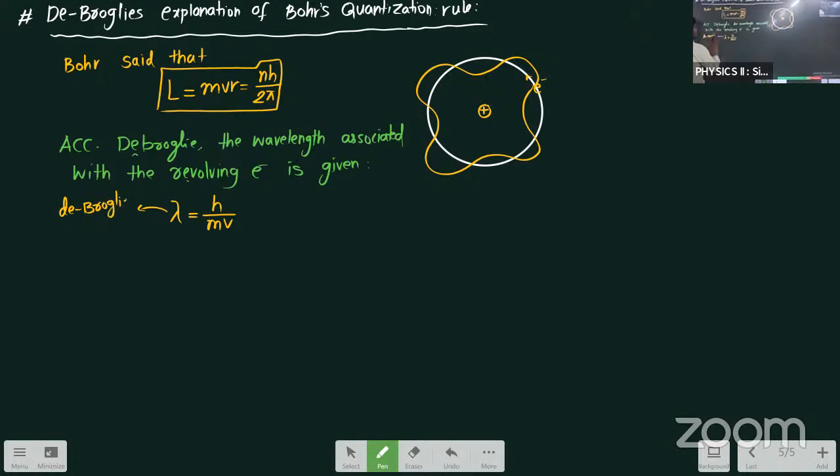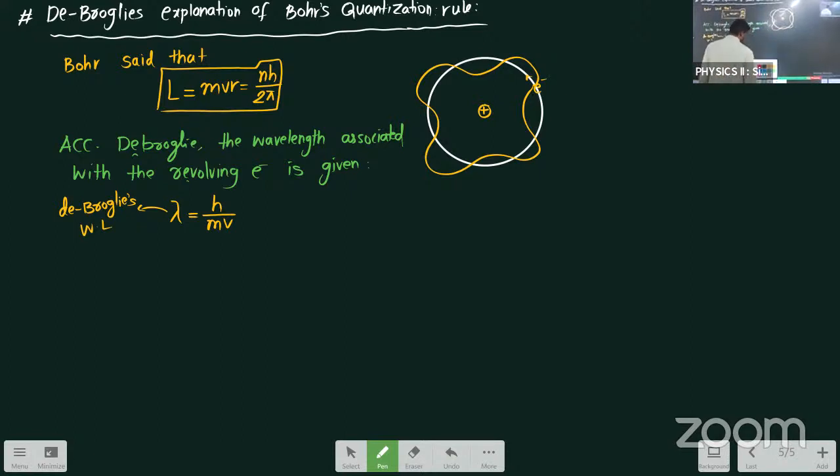Now de Broglie is giving the explanation for Bohr's quantization rule. According to de Broglie, he discussed the concept of dual nature of matter and radiation. Whenever an electron is revolving around the nucleus, de Broglie said that a wave is associated along with that electron. That wave is called a matter wave, and the wavelength of that wave is lambda equals h by mv. This lambda is called the de Broglie wavelength.